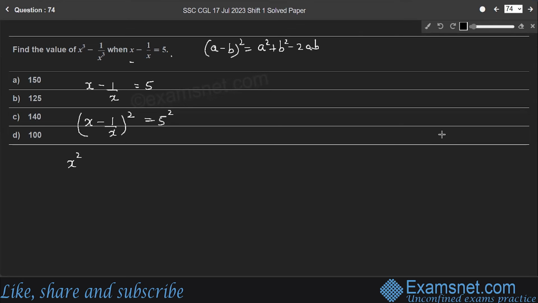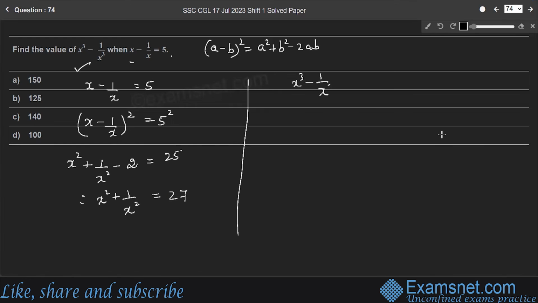It becomes x square plus 1 by x square minus 2 times ab. So 2 times x into 1 by x becomes minus 2, which is equal to 25. Therefore, x square plus 1 by x square becomes 25 plus 2 is 27. Now consider the second part. So here we need to find the value of x cube minus 1 by x cube.